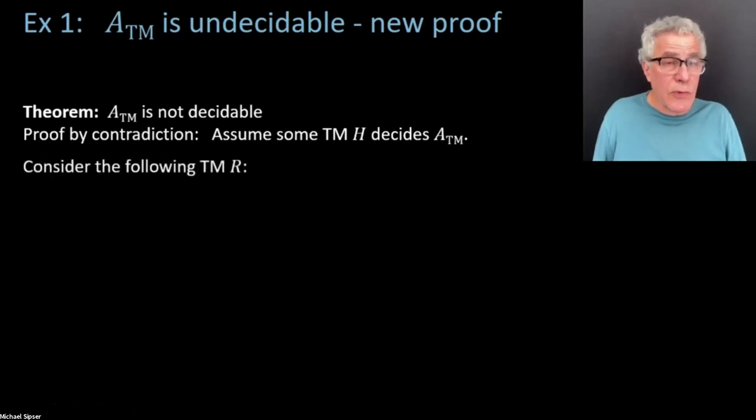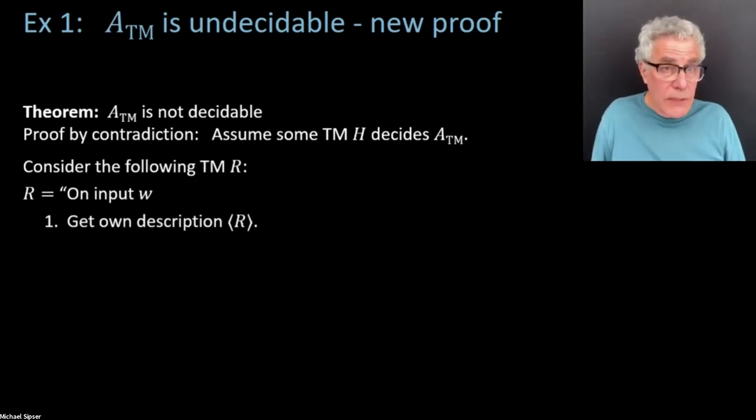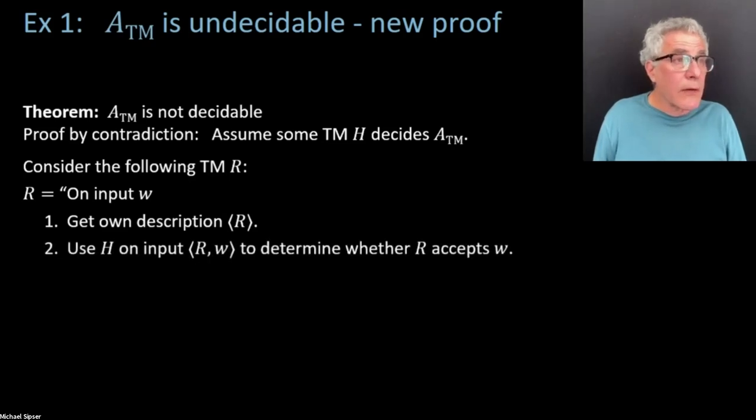But now I'm going to make a machine called R. This is different from the earlier proof. R says on input W, I get my own description. Use the recursion theorem. That's the way these things always start. Now that I know my own description, I can ask H. I can feed R, W into H to determine whether R accepts W. W was the input here.